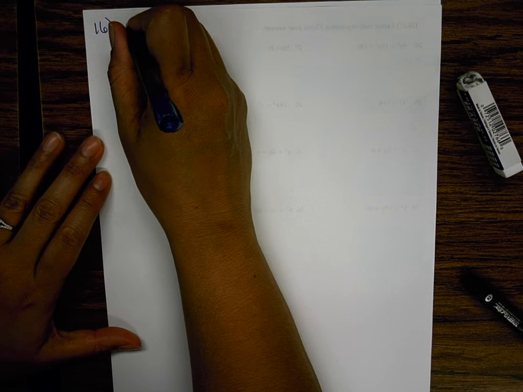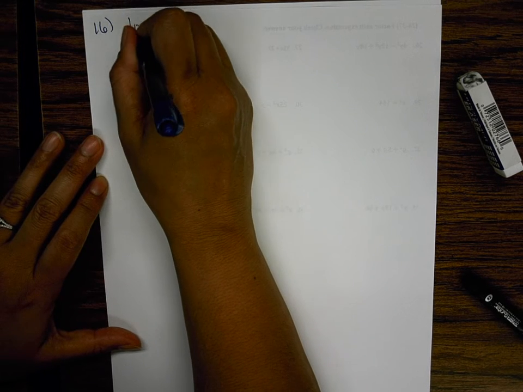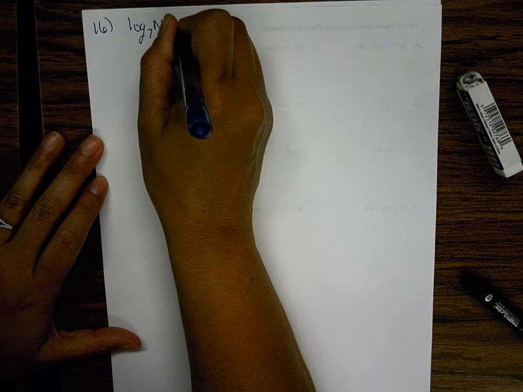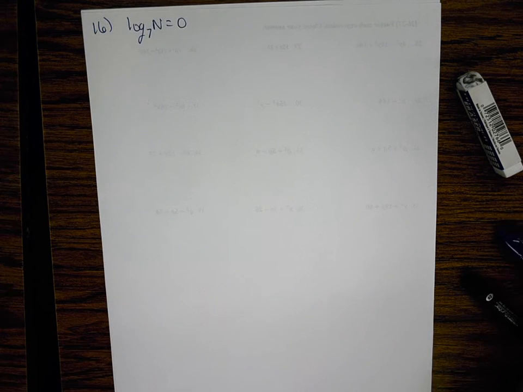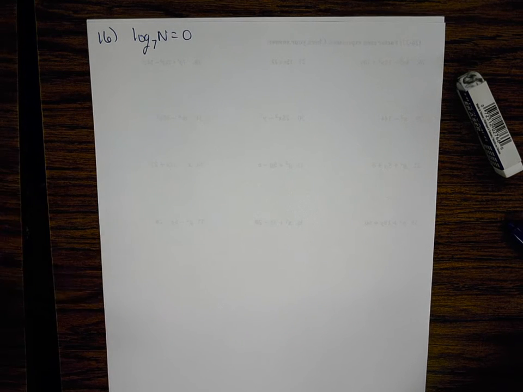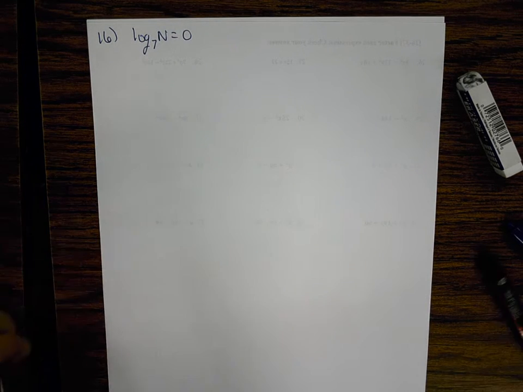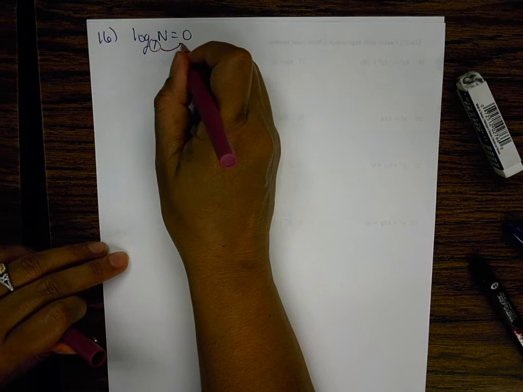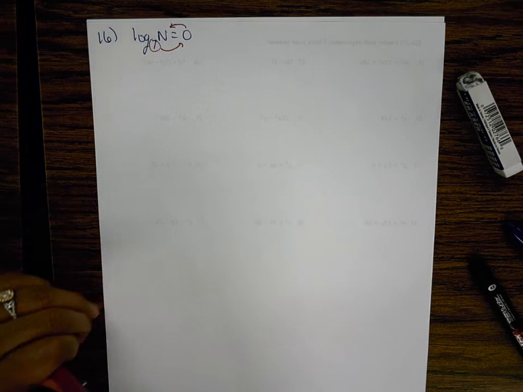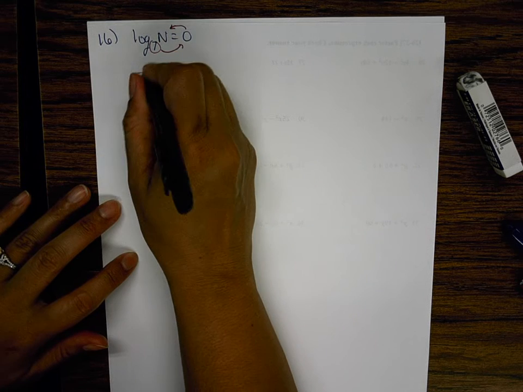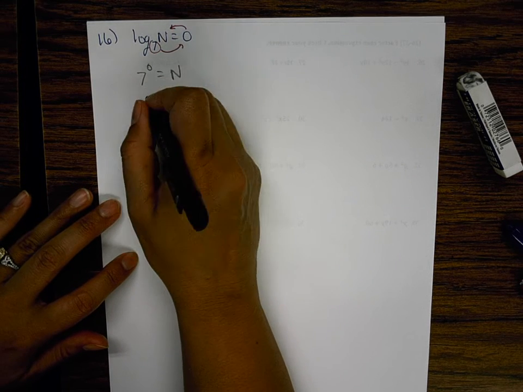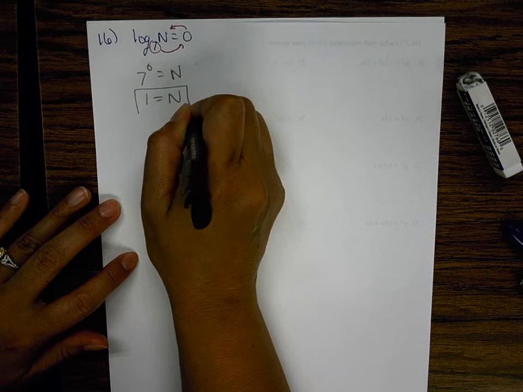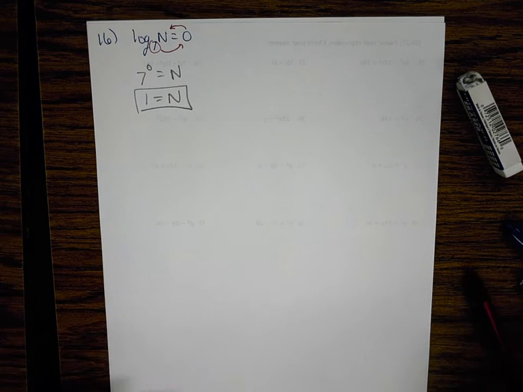Says if log base 7 of n equals 0, then what is the value of n? So we're solving for n. All right, I have a log. I want to get rid of it. I either drop or wrap around. Since there's only one log, it is a wraparound. 7 to the 0 power equals n. 7 to the 0 power is 1, so n equals 1.